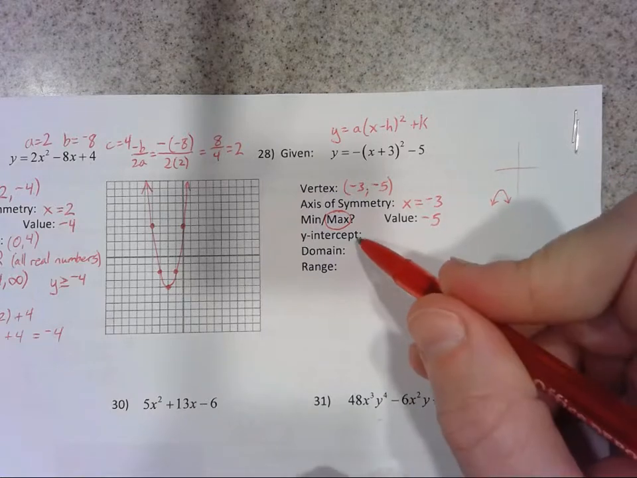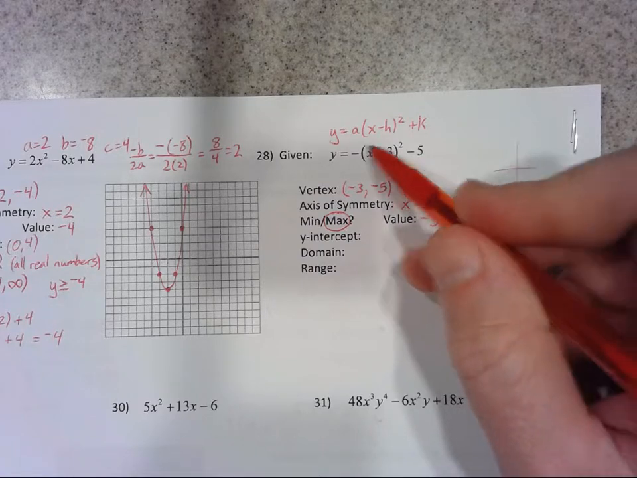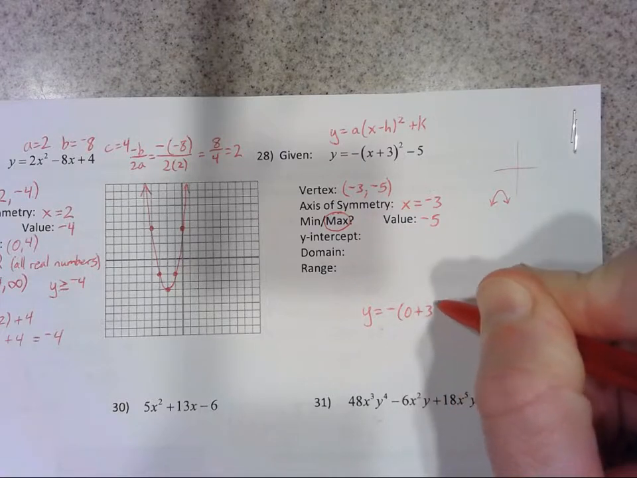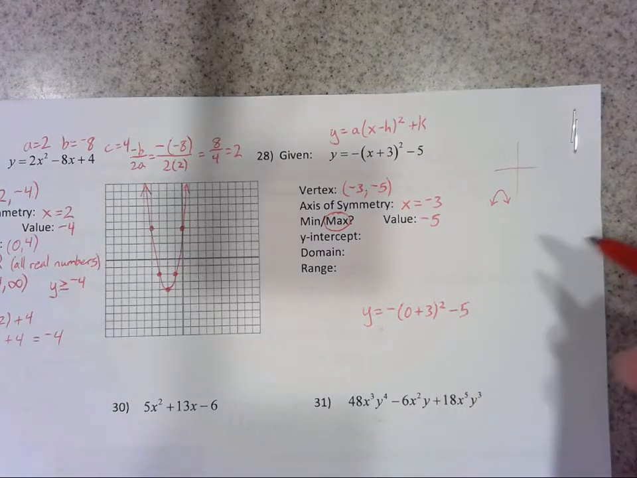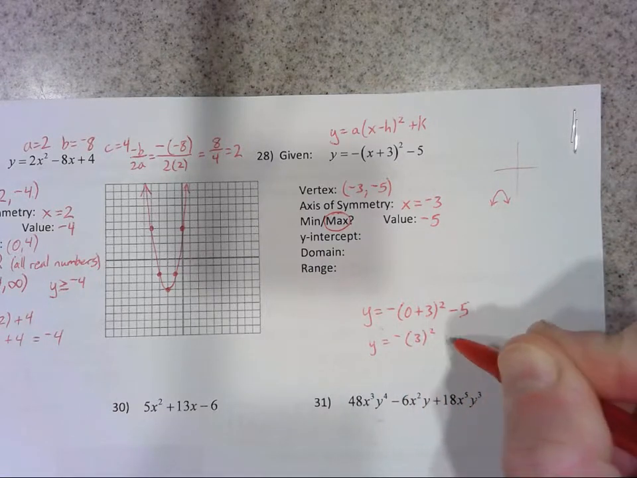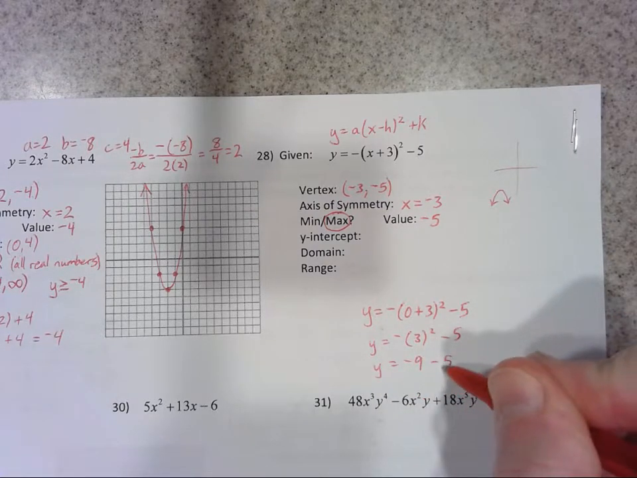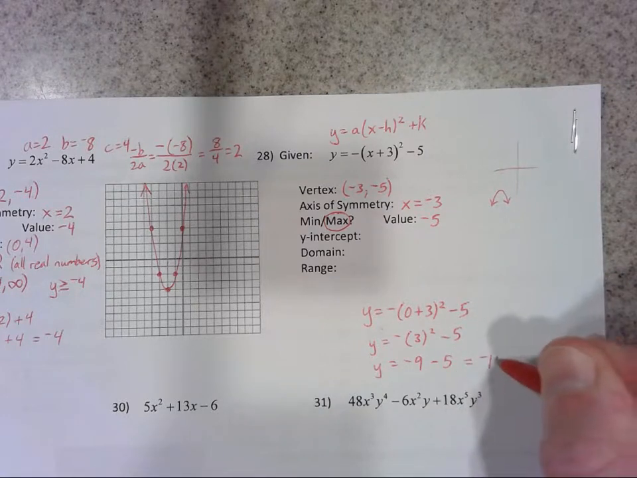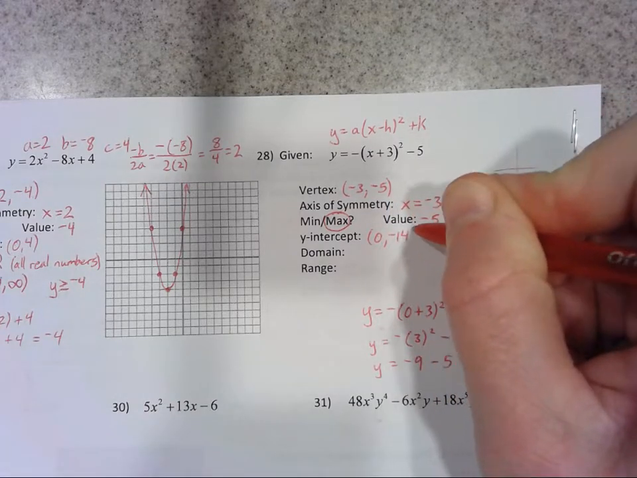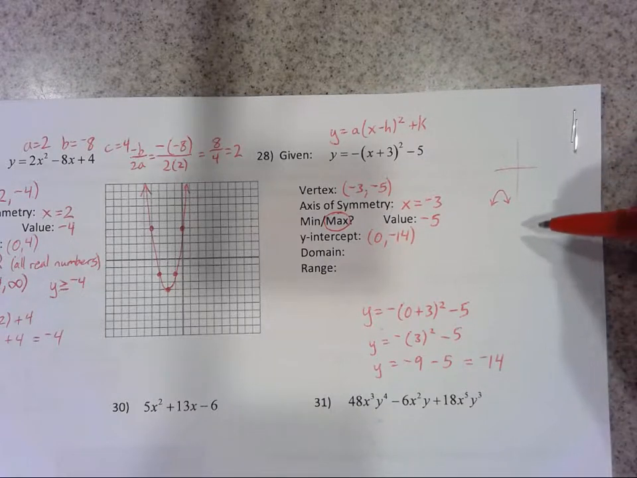The y-intercept, to find the y-intercept, we have to put 0 in for x. So we take our equation and we're going to insert 0 for x and solve for y. So 0 plus 3 is 3, 3 squared is 9, so negative 9 minus 5 equals negative 14. The y-intercept is at negative 14. And because it's opening down, we expect it to be down here around negative 14.